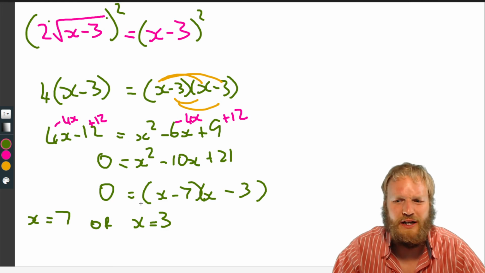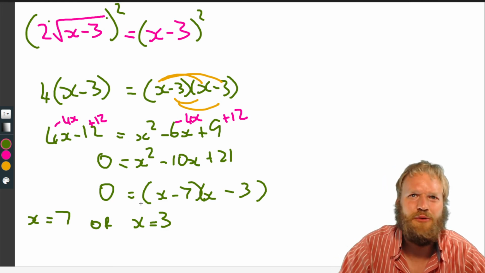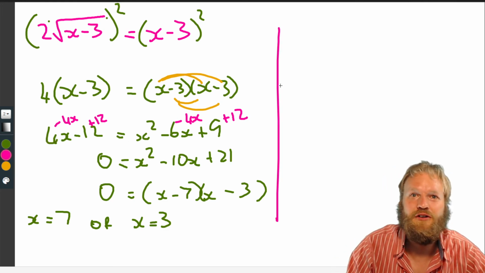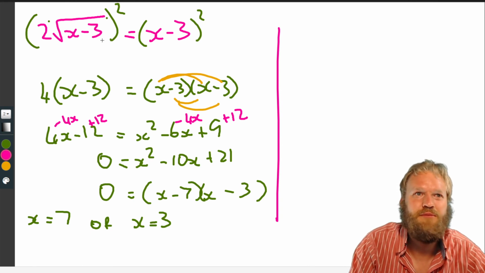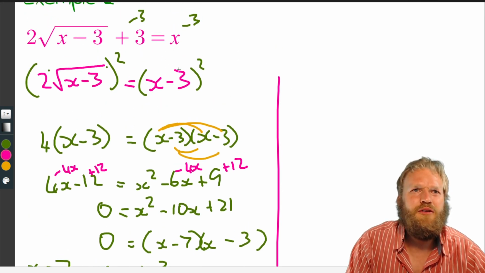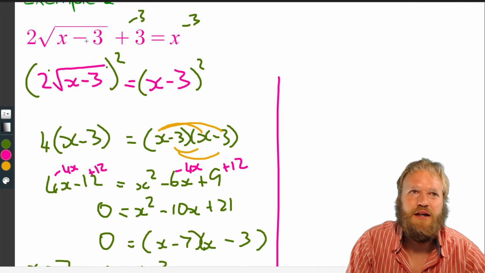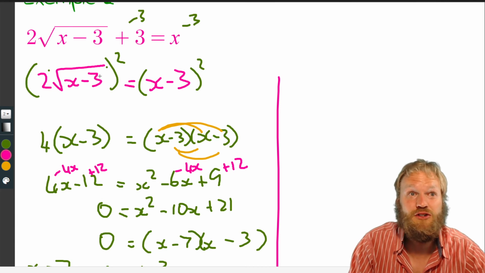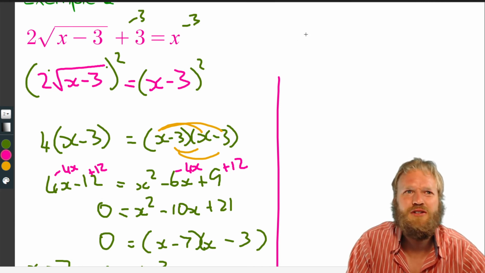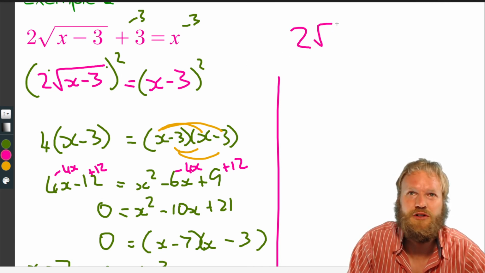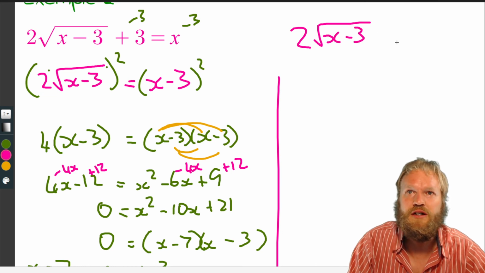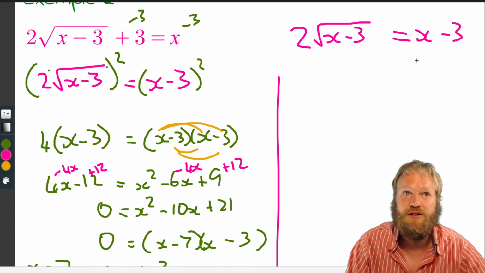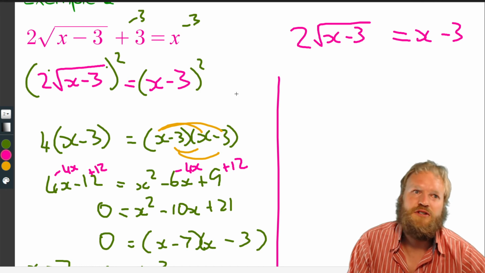Okay, what do we need to do as our last step? Well, yeah, we need to check it. So I'm going to do the check over here so we can see everything at the same time. Now, you can check it right at the beginning here, or you can check just before you did the squaring. I think it's best to do it just before the squaring, or not best, but it's just a bit easier. So in other words, let's do it at this place. So we're saying that 2 times the square root of x minus 3 is x minus 3. And let's substitute in there.